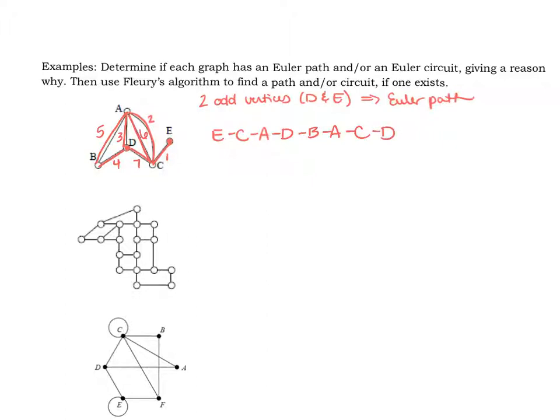And again, if you didn't keep track of those letters as you go, you would have to use your numbers on your graph to write them down. So you'd say, okay, from E, edge 1, I went to C. Edge 2, I went to A. Edge 3, I went to D.